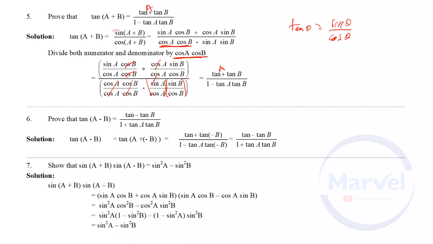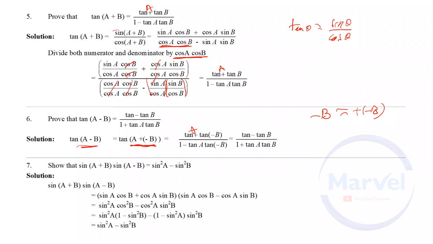Avoid by hiding the formulas. Numerators have the same sign and denominators have opposite sign. Now same concept, but the middle sign is minus, tan of a minus b. That a minus b, already we discussed, minus b can be written as plus of minus b. So tan of a plus minus b equal to tan a plus minus tan b, tan a plus tan of minus b by 1 minus tan a tan of minus b.